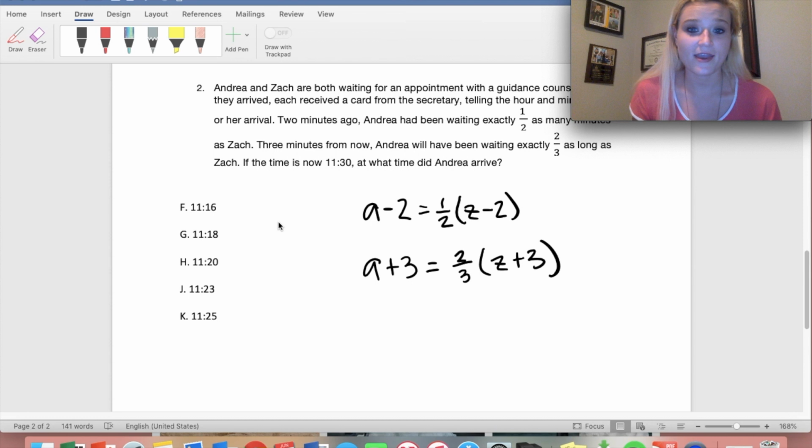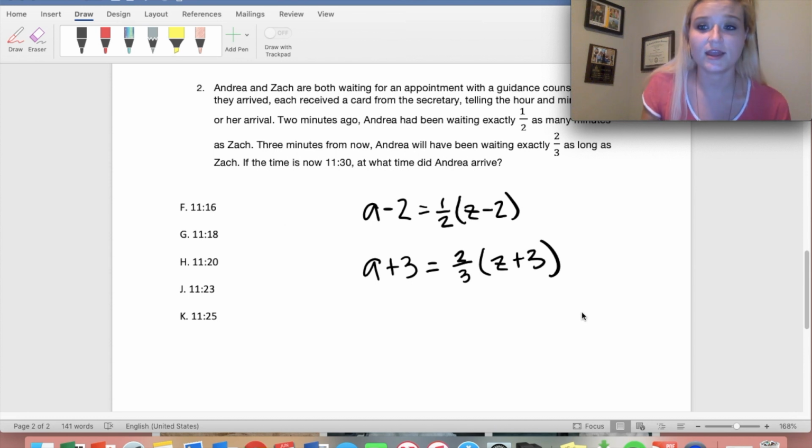Okay, so now we have both of our equations. So we're going to have to use substitution or elimination to solve for both of our variables. To do that, though, first we need to make everything nice and clean and get both of our variables on one side and combine our like terms on the other side.